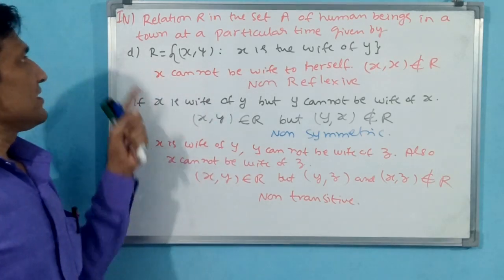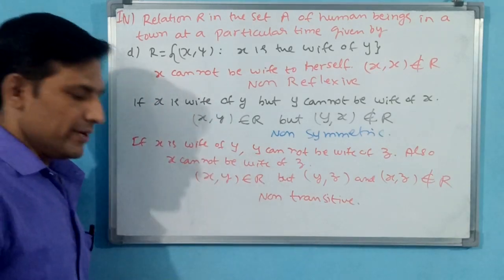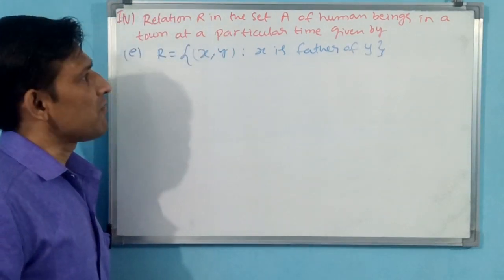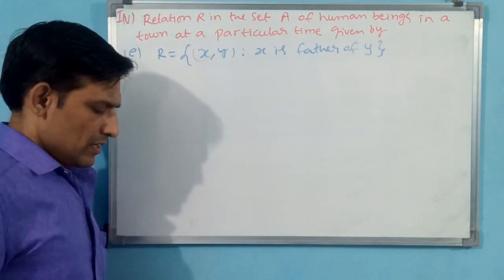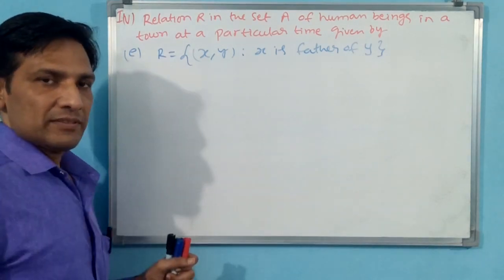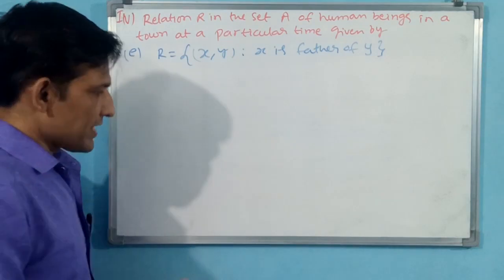Okay, this is D. We go for E. Okay, you see, this is also a typical relation. X is father of y. When x is father of y, y cannot be father of x, but y is a son. You write here what I am writing.